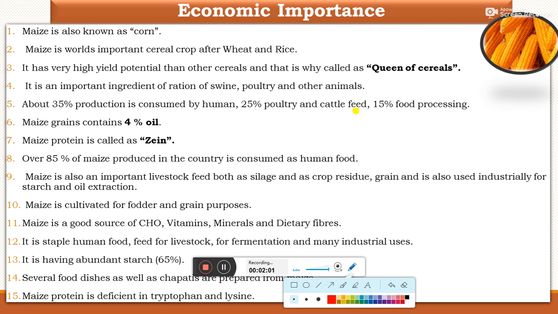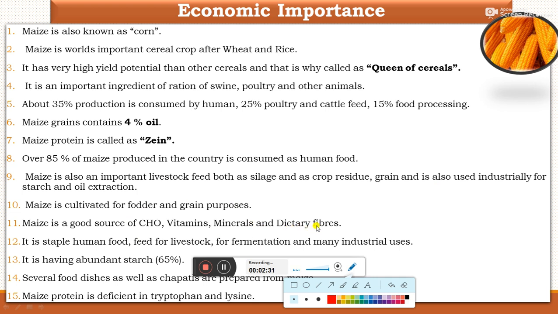And the maize grain contains 4% oil, and the maize protein is called zein. Over 85% of the maize produced in the country is consumed as human food. Maize is also an important livestock feed, both as silage and as crop residue. Grain is also used industrially for starch and oil extraction. Maize is cultivated popularly for fodder and grain purposes, and it is a good source of carbohydrates, vitamins, minerals, and dietary fibers.